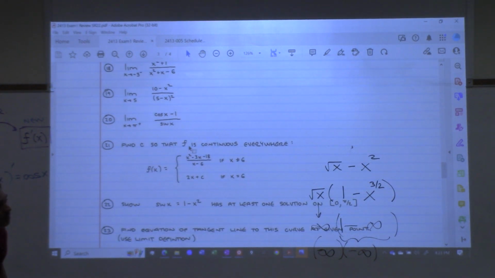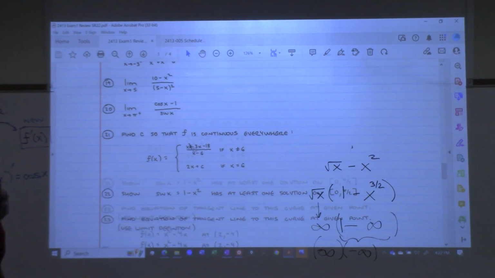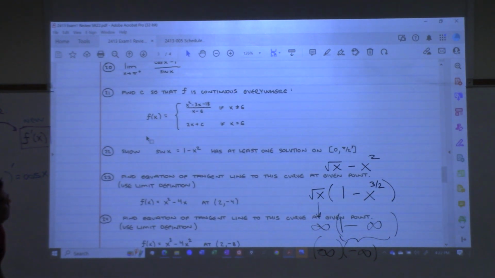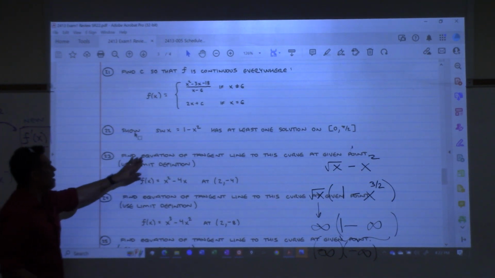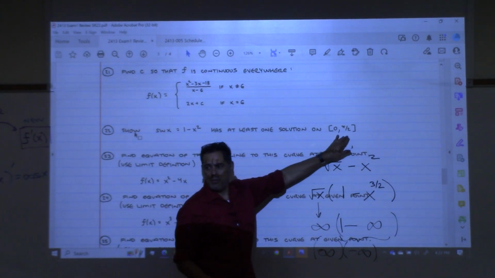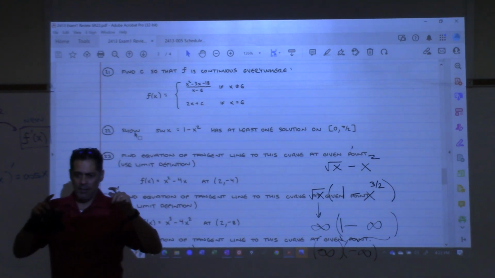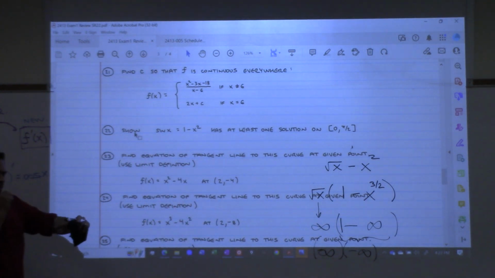It is 4 pages. Yes. 21, don't do, right? 22, I did in class, right? I showed you something like that. In fact, the one I showed you didn't even have an interval. This is the one that has to do with continuity, where you have to show that it changes signs.